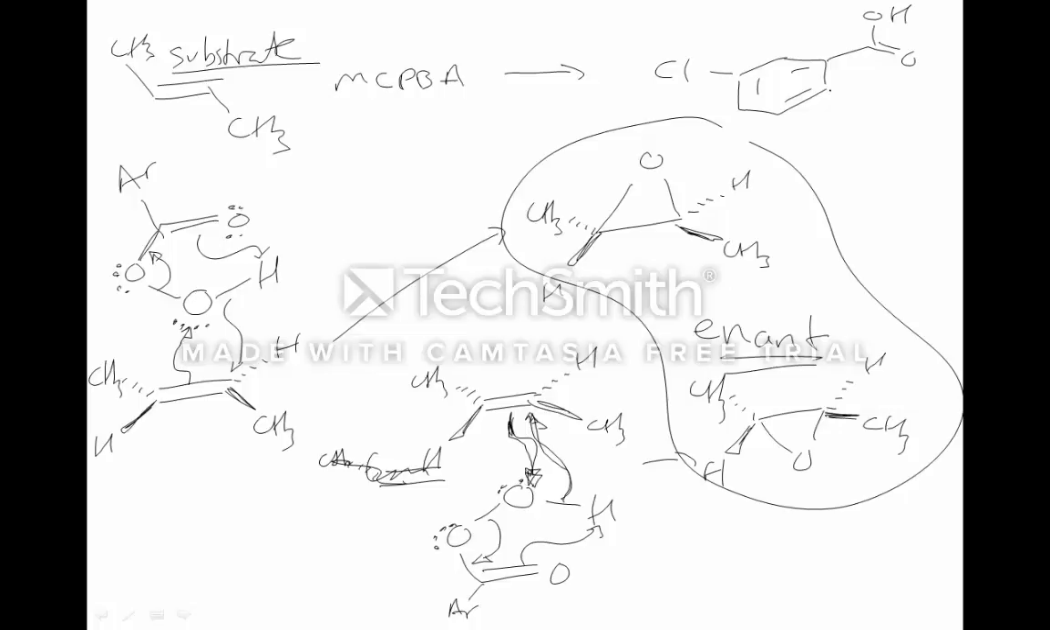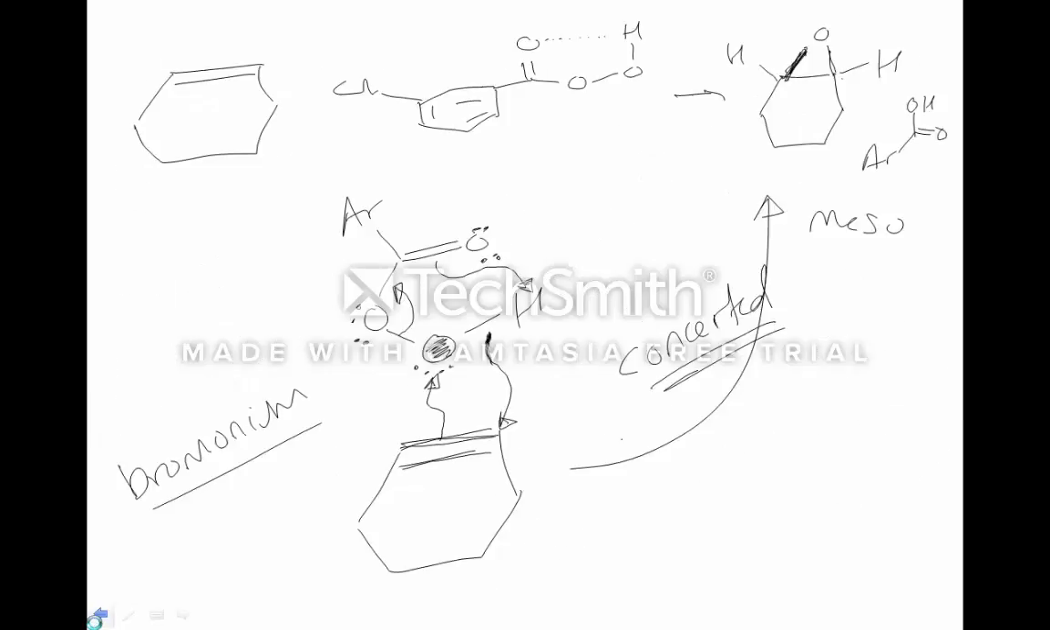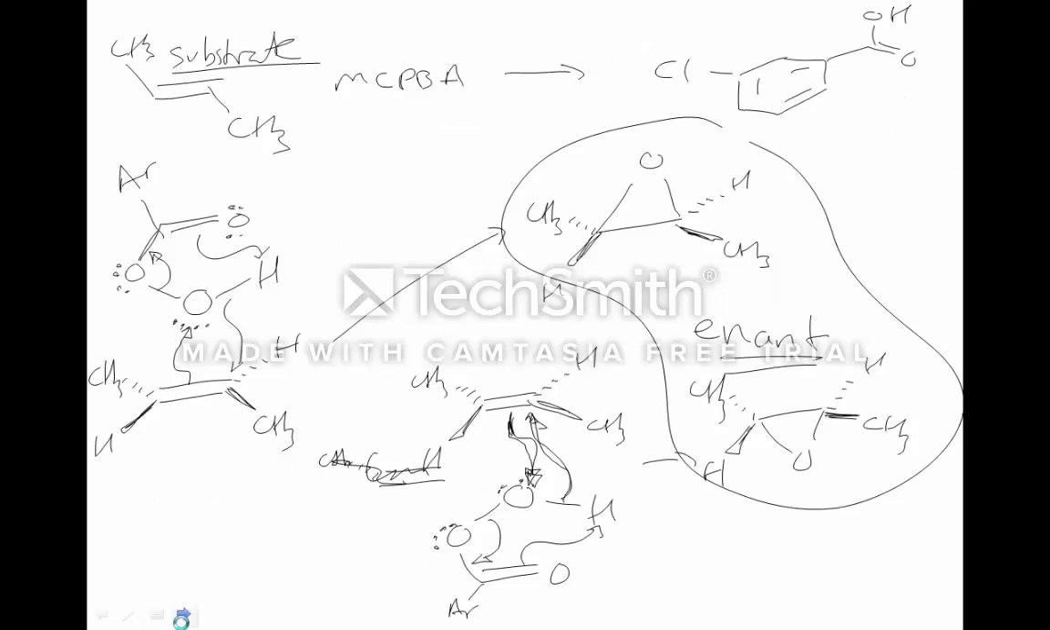Okay, let's go back to it real quick and make sure I put it in there. Yeah, I put it in there, and so you get that byproduct. Okay, so you get meso with cis, and you get enantiomers with trans. That's epoxidation. That is racemic. Okay, you get a racemic mixture.